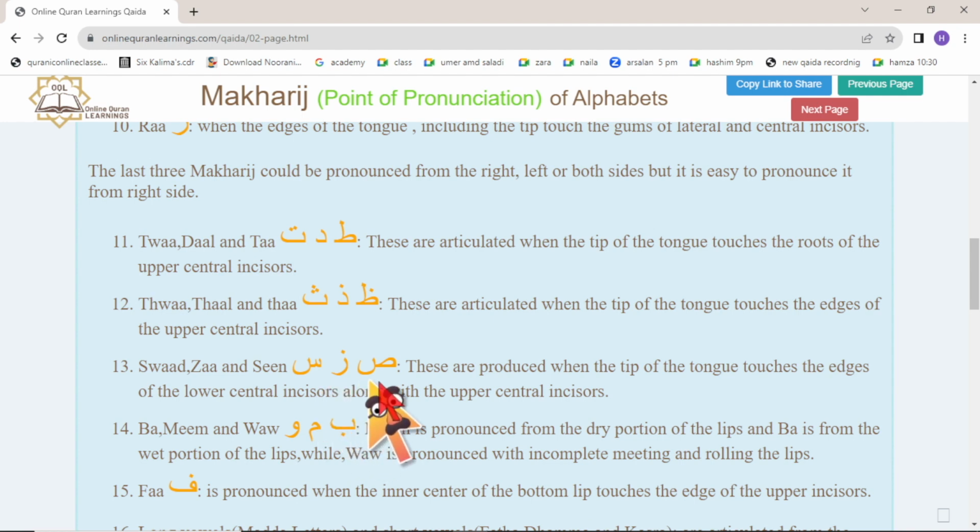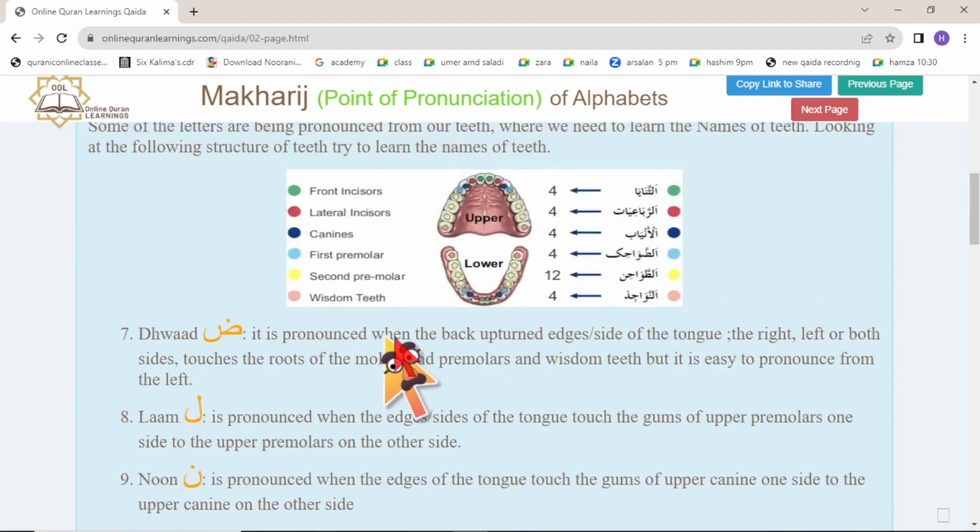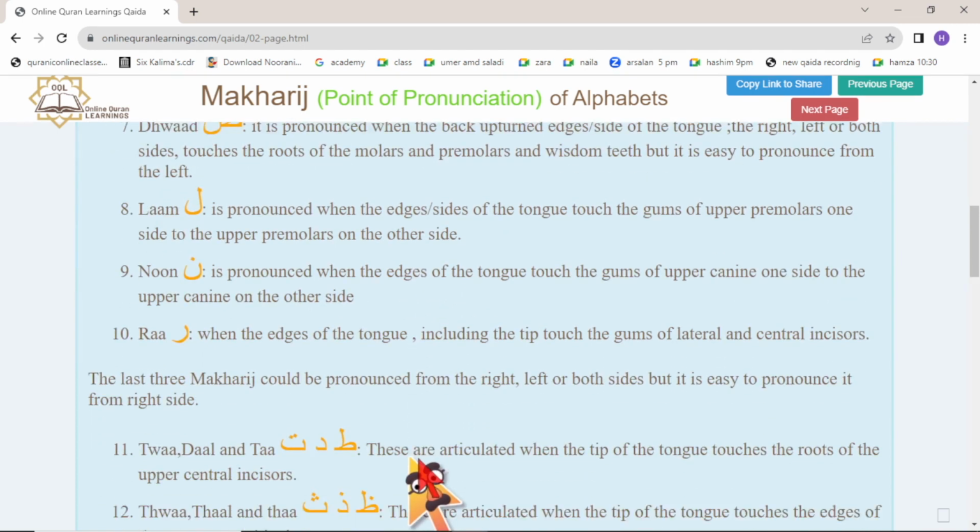So these three letters are produced when the tip of the tongue touches the edges of the lower central incisors along with the upper central incisors. So when the tip of our tongue touches the lower central incisors along with the upper central incisors, sad, za, and sin will be pronounced.